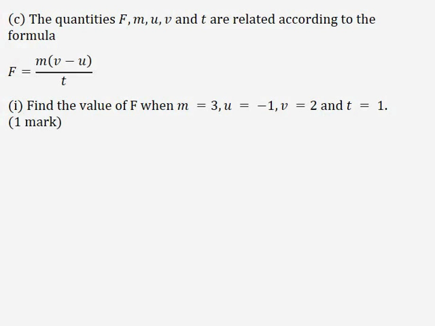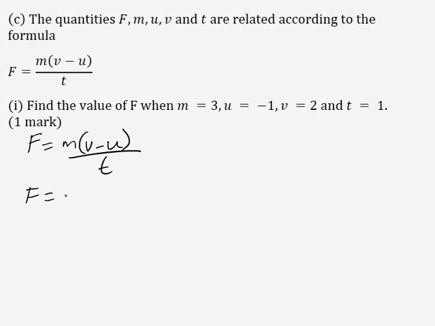Part C. The quantities F, M, U, V, and T are related according to the formula F is equal to M multiplied by V minus U all over T. Part 1. Find the value of F when M is equal to 3, U is equal to minus 1, V is equal to 2, and T is equal to 1 for 1 mark. So, this is just a simple substitution problem, so I'll write the formula here and substitute these values into it and solve. So, we have here that F is equal to M by V minus U all over T.